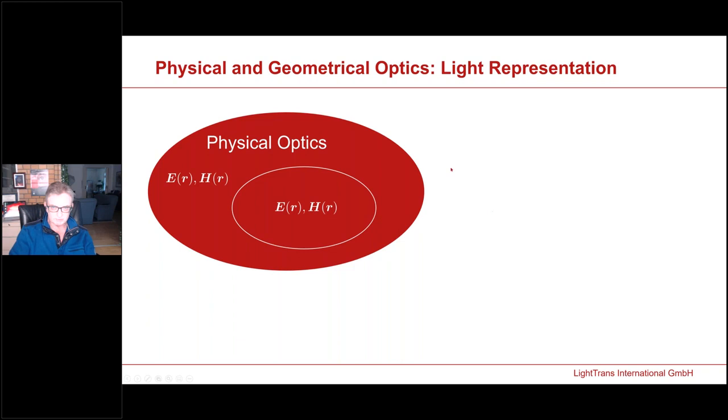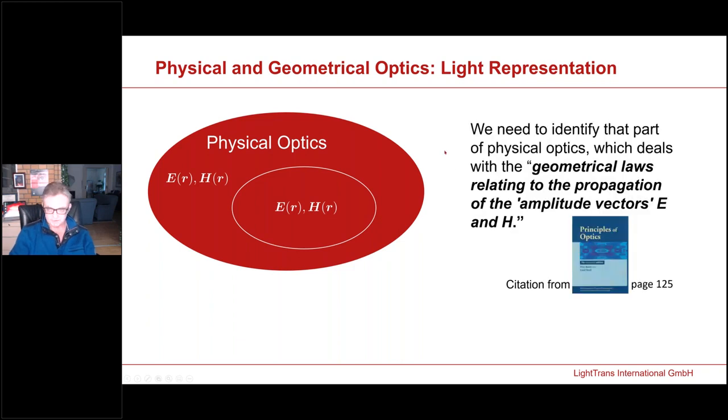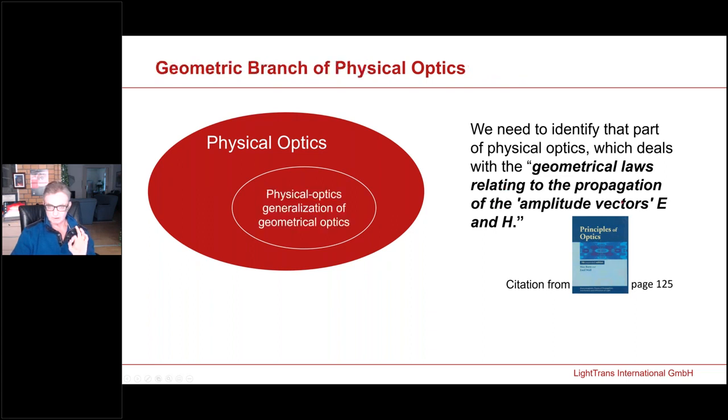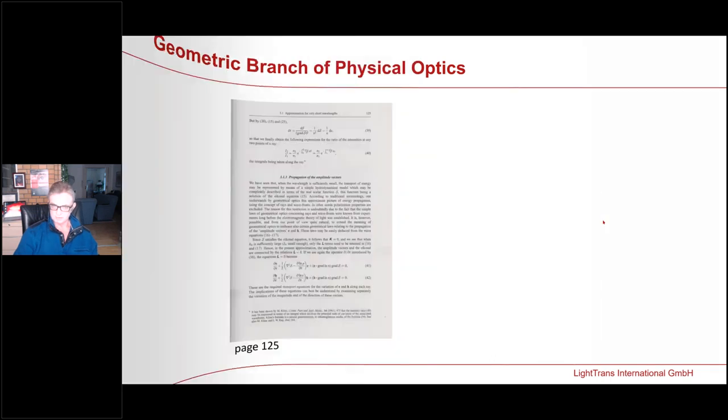That sounds crazy to you, maybe, but that's not my idea. That's the idea and the proposal by Born and Wolf. It was already published in the famous book Principles of Optics on page number 125. Here's a citation, or I say it now: we need to identify that part of physical optics which deals with the geometrical laws relating to the field vectors. And that means we need to have a physical optics generalization of general optics. Here's a book, here's a page, here's a citation.